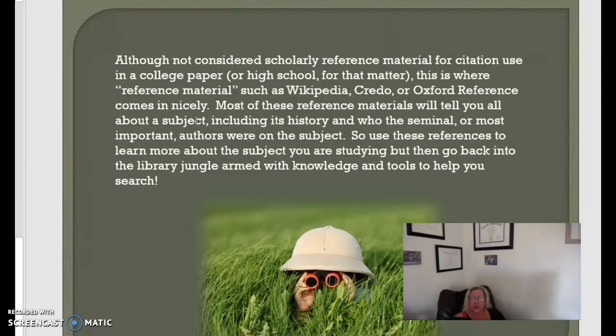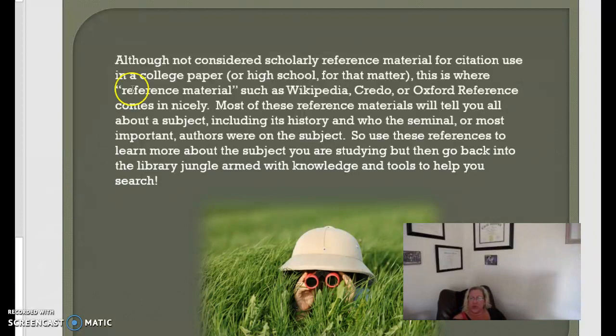So you use these reference materials to learn more about the subject you're studying, but then you go back into the library armed with the knowledge and tools to help you search. So I love Credo and Oxford Reference and even Wikipedia. Now I know you're probably thinking, wait a minute, I was told I can't use Wikipedia. You can't. That's correct. You cannot use Wikipedia in a college paper, and believe me, I will notice it and I will dock you. But you can use Wikipedia and Credo and Oxford Reference and any other reference material just to gain general knowledge, okay?